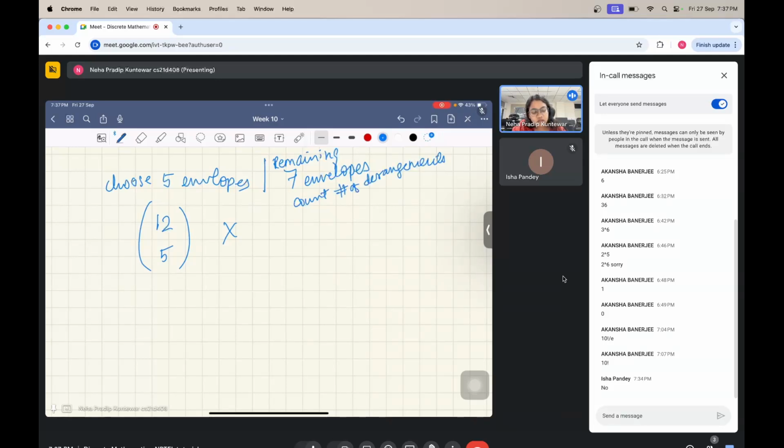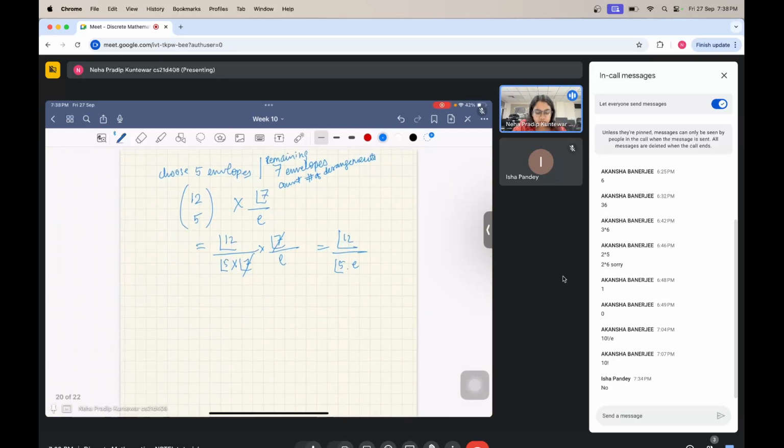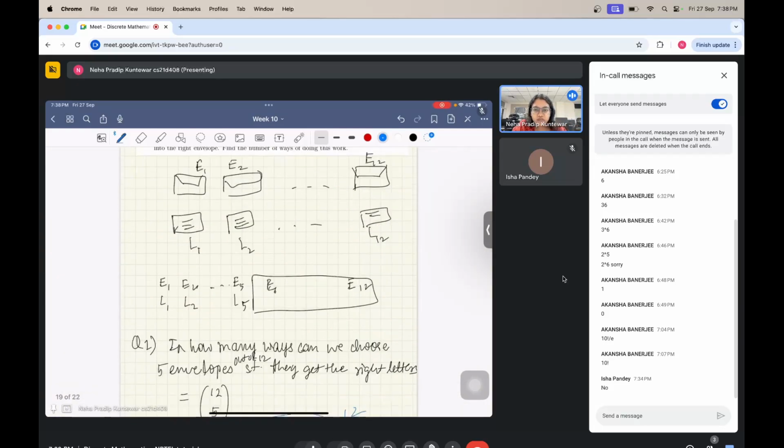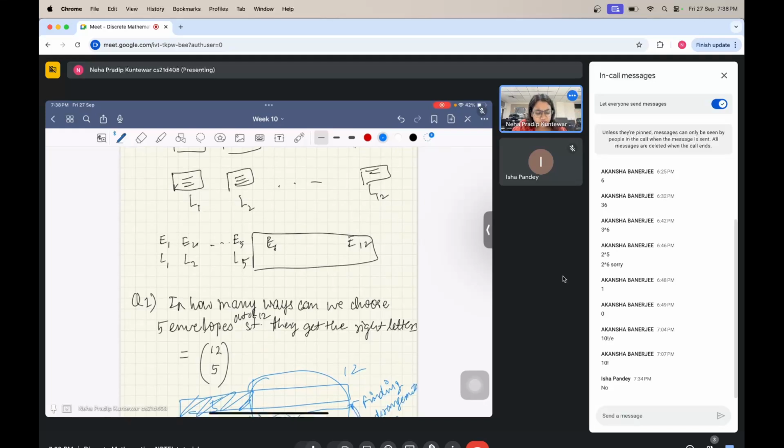So this is given by 7 factorial over e, and if you multiply, this will turn out to be 12 factorial over 5 factorial times 7 factorial, by 7 factorial times e. This cancels out, so this is 12 factorial over 5 factorial times e. I won't multiply this, but you can expand this out if you want and see for yourself what answer you get. But is the general idea clear about how we converted this into a derangement problem?